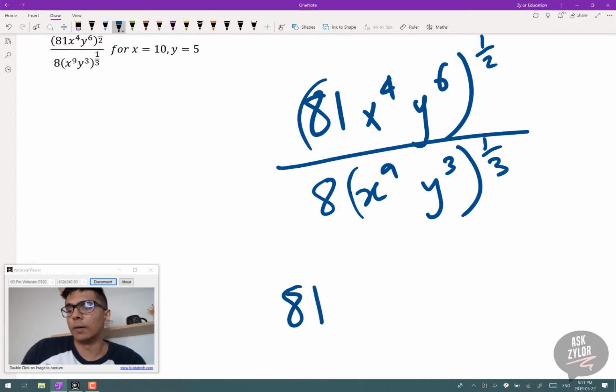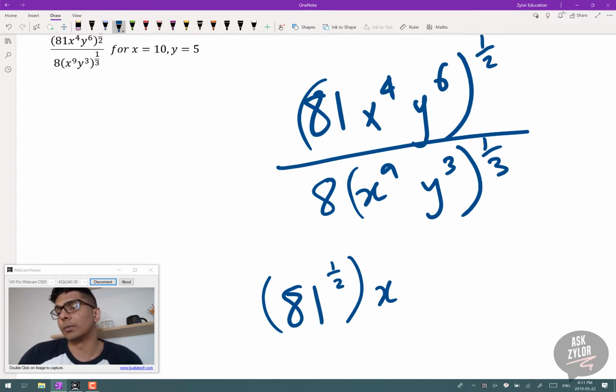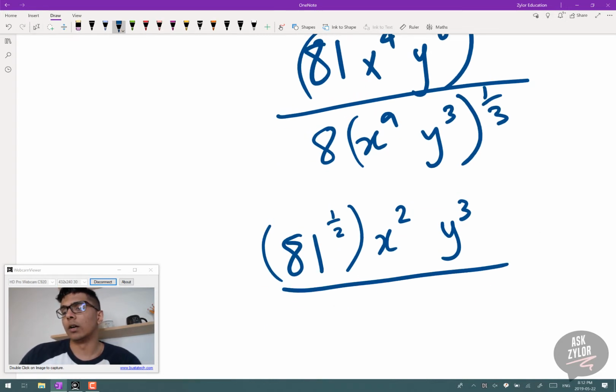So we have 81 to the power of 1 over 2, and then x^4 has an exponent of 4, so I'm going to multiply 4 by 1 over 2 to give me 2. And I'm going to do the same for y. So y has an exponent of 6. So I'm going to multiply 6 times 1 over 2, which is half of 6, which ends up being 3. All this is going to be divided by 8. And then I'm going to do a similar situation with the x and y's in the denominator. So 9 times 1 over 3 ends up being just 3. And then y to the power 3 times 1 over 3 ends up being just 1.